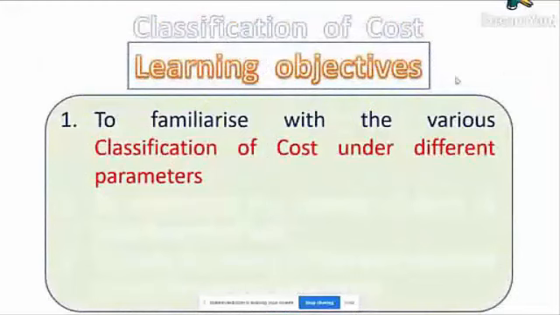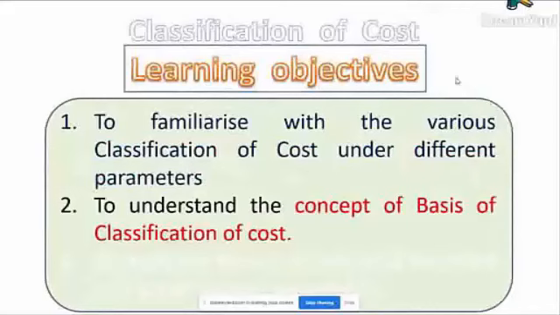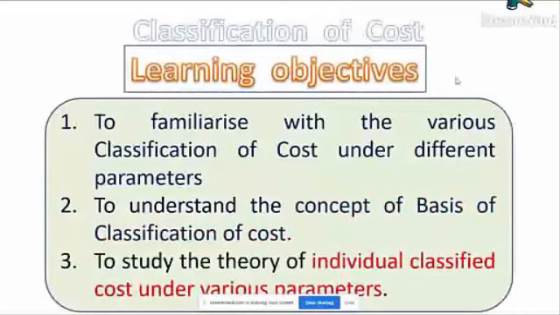So let us see what are the main learning objectives. First one is to familiarize with the various classifications of cost under different parameters. What are those parameters? We'll study. Second one is to understand the basics of classification of cost. So how do we classify the cost and what is the basis for classification of cost? Then to study the theory of individual classified costs under various parameters. So once we have classified the cost under various parameters, then we'll individualize those and study in detail how the cost factors are there.